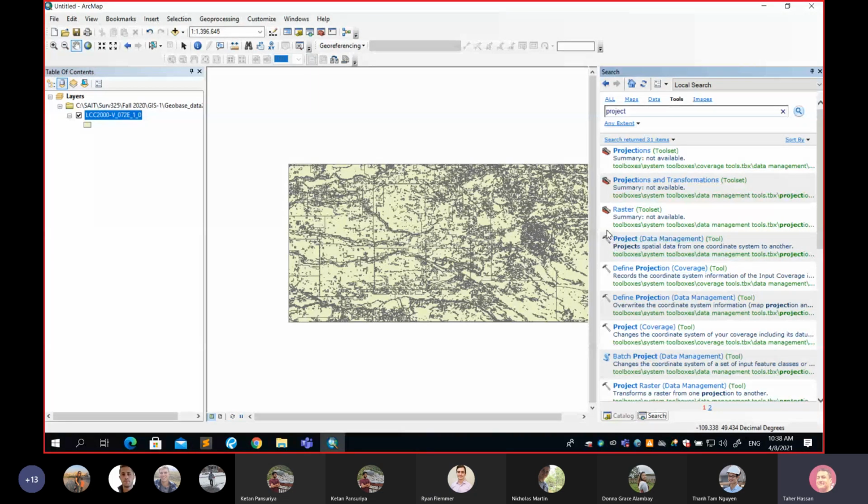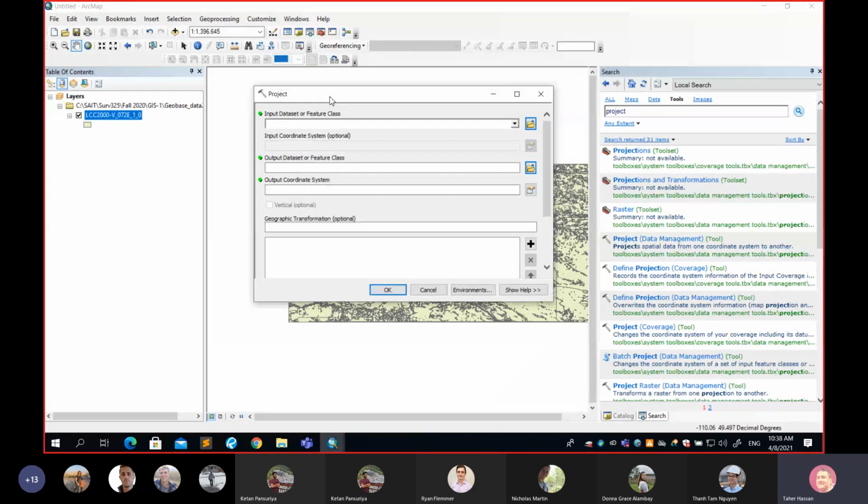Thank you, sir. It's because you look at the tool here. This is a toolbox, and we're looking for a tool, so we go here, and obviously this is our tool. Again, it takes some experience, and the software also gives you some help, because it sits under Data Management. If you read the description just below the name, it says it projects spatial data from one coordinate system to another. Amazing. Let's go ahead and click on Project. You can see my Project tool is here.